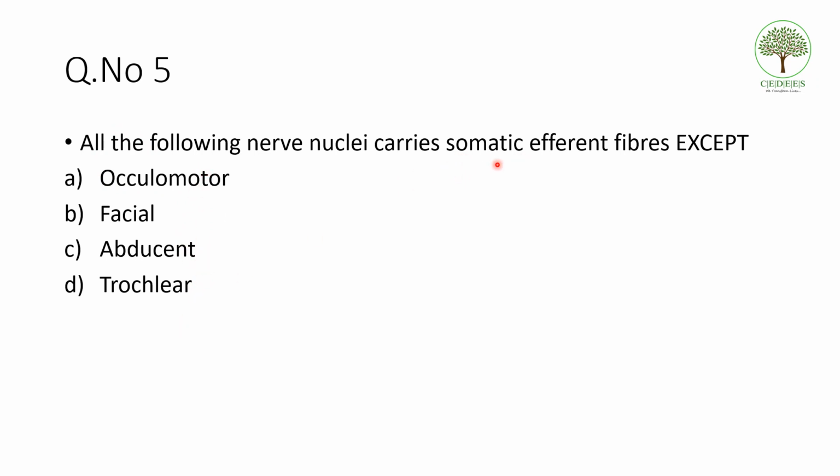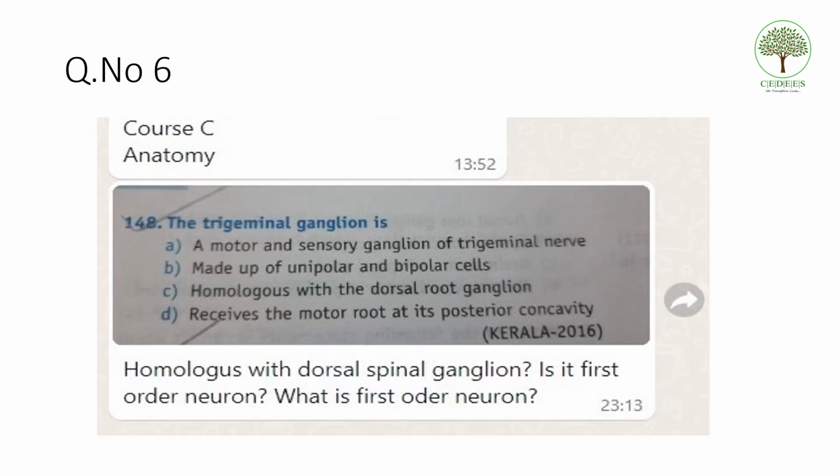So what did I say somatic is? Somatic means voluntary muscle functions. What is special visceral? Brachial arch muscles. Brachial arch muscle means facial. Facial has special visceral efferent, not somatic efferent. I hope you're clear with this, and you have to go through this again. So come to question number 6.